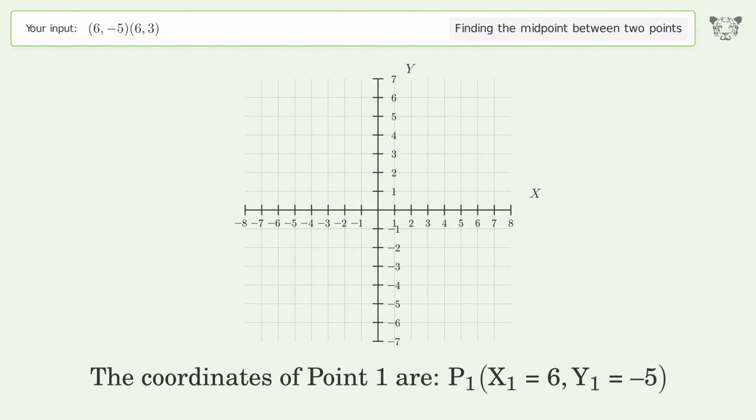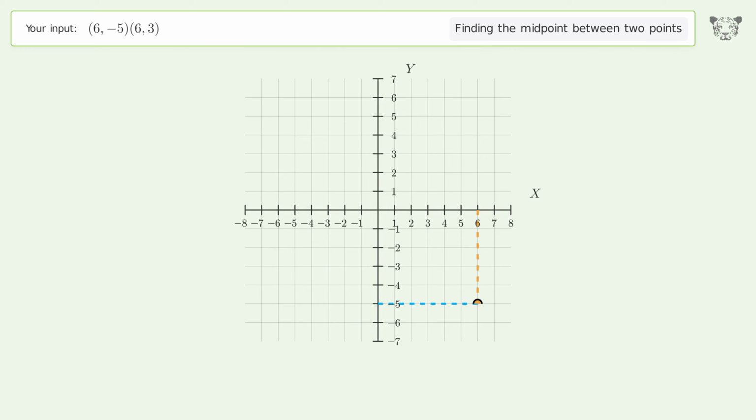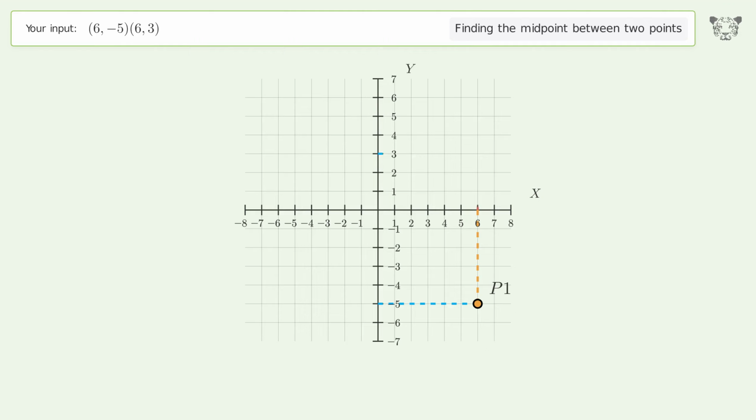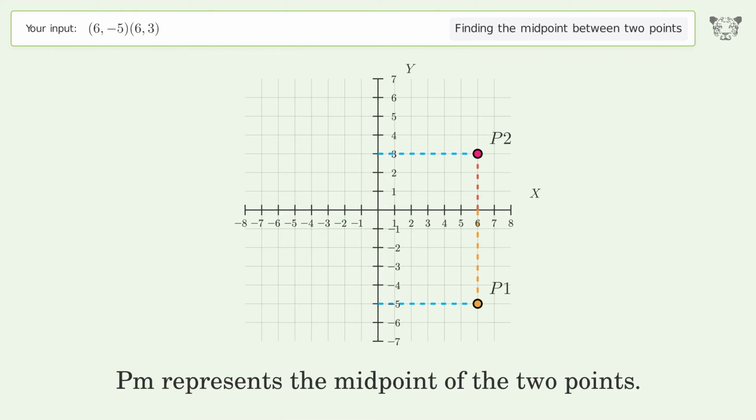The coordinates of point 1 are x1 equals 6, y1 equals -5. The coordinates of point 2 are x2 equals 6, y2 equals 3. PM represents the midpoint of the 2 points.